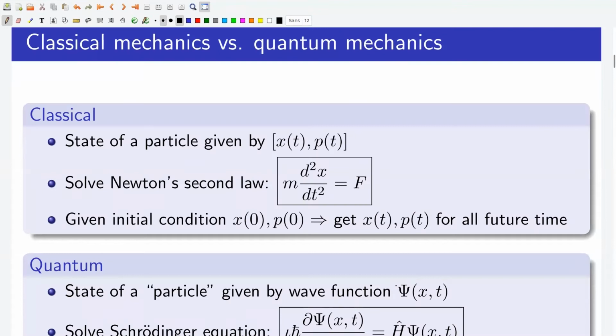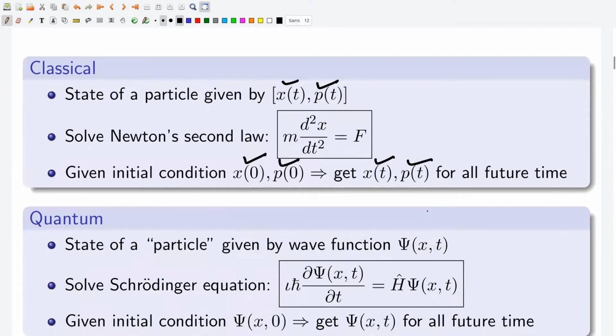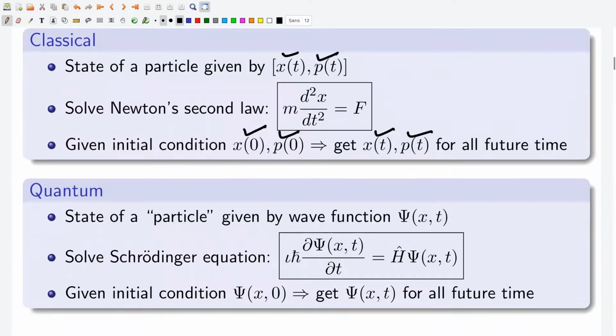formalism. In classical mechanics, the state of a particle is given by its position and its momentum. We solve Newton's second law of motion, m d²x/dt² equals F, with initial conditions x0 and p0, and we get x(t) and p(t) for all future time. Similarly, in quantum mechanics, the state of a particle is given by the wave function psi(x,t). We solve the Schrödinger equation, and given some initial condition psi(x,0), we can get psi(x,t) for all future time.